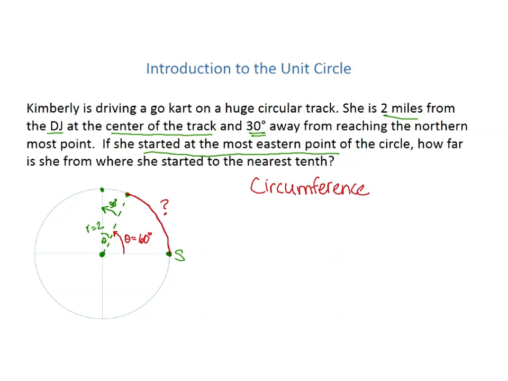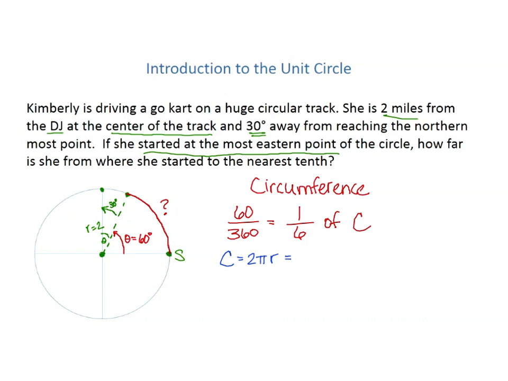Right, so what we're looking for is 60 out of 360, because we know that the total number of degrees is 360. We're looking for just a fraction of that. We want to know just 60 out of the 360. And that simplifies to 1/6. So we're looking for 1/6 of the circumference. The formula for circumference is 2 pi r.